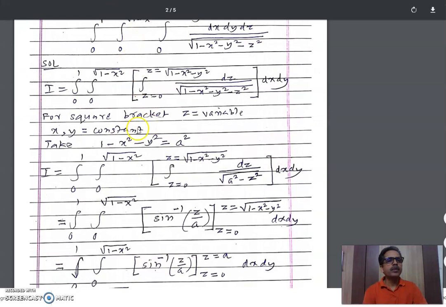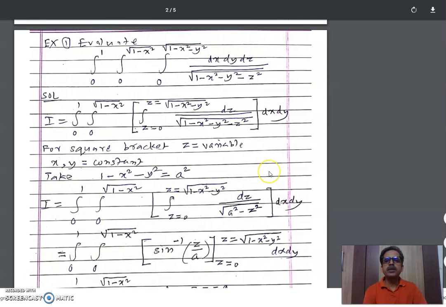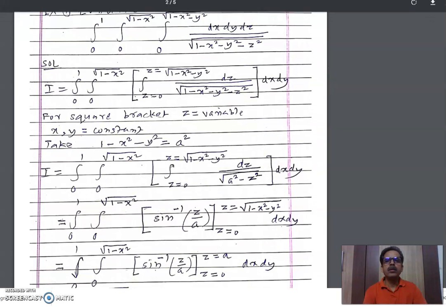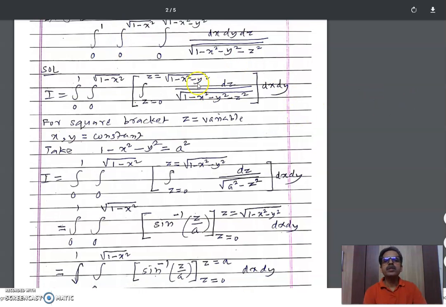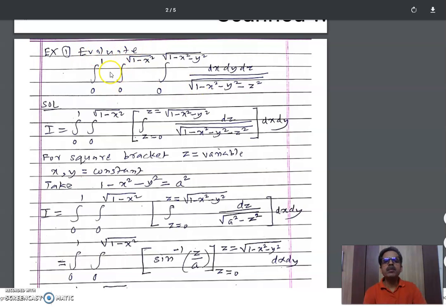We have to evaluate this triple integral, because the integral symbol appears 3 times, and we have here dx, dy, dz. Look at the limits of the inner integral: 0 and under root of 1 minus x square minus y square. That means the limits of the inner integral are functions of x and y.